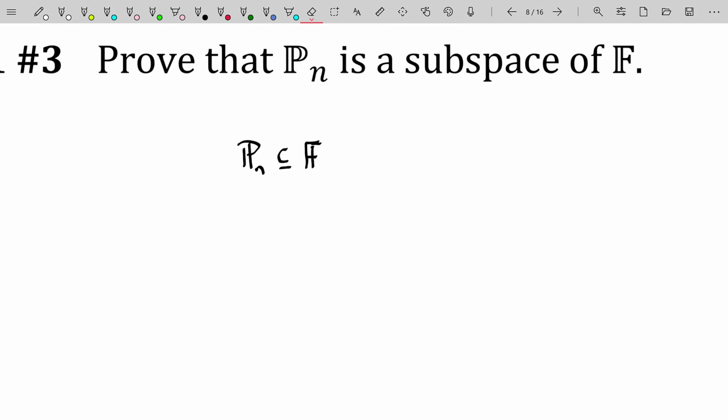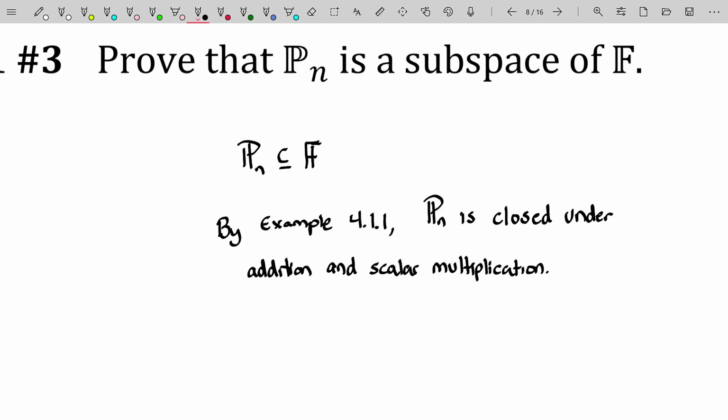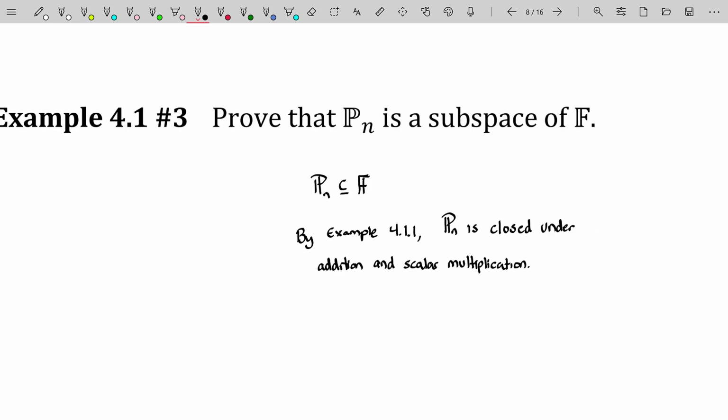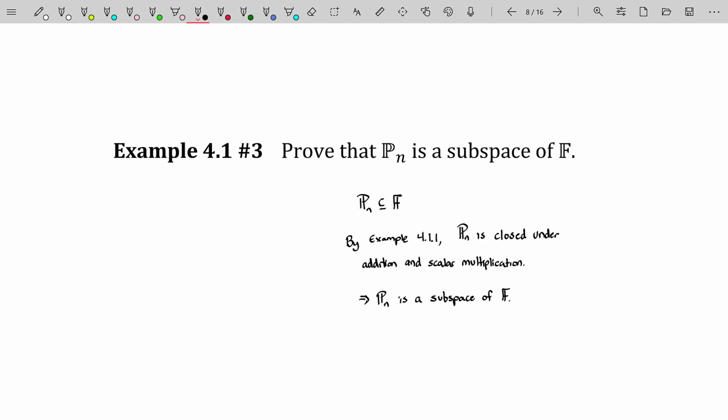So I'm just going to write here that by example 4.1.1, which is what we were just looking at, P sub n is closed under addition and scalar multiplication. Because of that, P sub n must be a subspace of F. Notice that I did not worry about proving that the zero vector was in P sub n, because there's no need for that. If you've already proven closure under scalar multiplication, it implies the zero vector is within P sub n. That's it. That was a really quick proof, right?